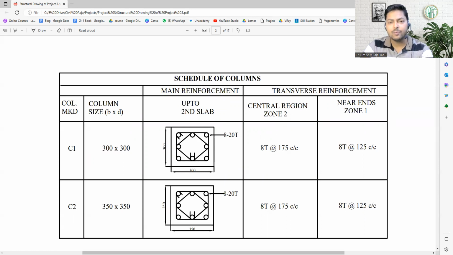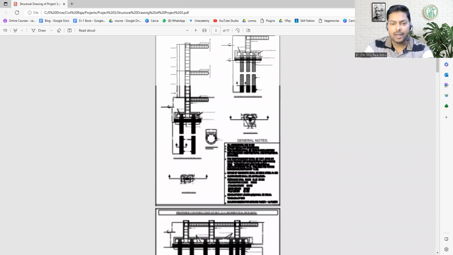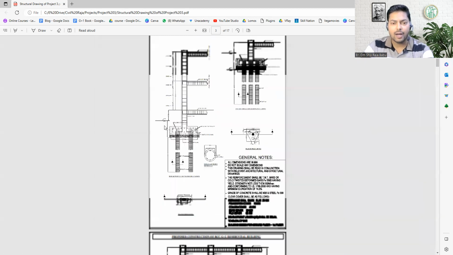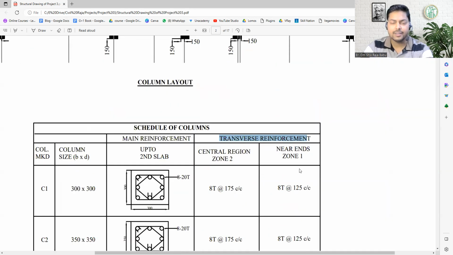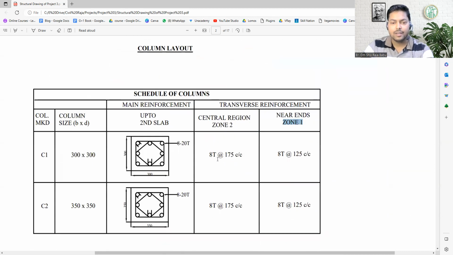Now talking about the stirrups, this transverse reinforcement or stirrups are divided into two different sections. One is the central zone and the second is the near end zone. Okay, so the central zone is marked as zone 2, and the end zones are marked as zone 1.